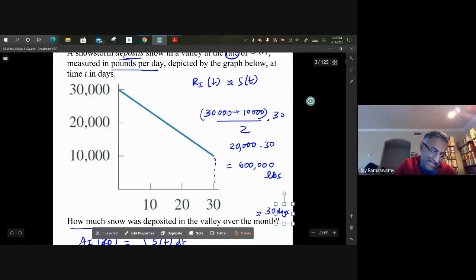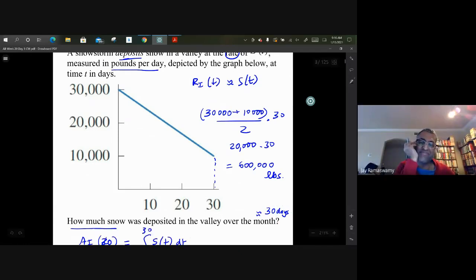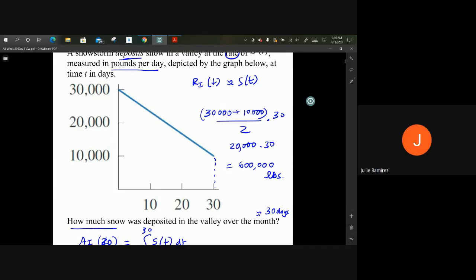So once again, before we leave this question, please observe this idea. If I integrate the rate, I'll get an amount. If it's rate in, it'll give you amount in. If it's rate out, it'll give you amount out. Is everybody okay with that idea? I'm going to use it over and over and over again.